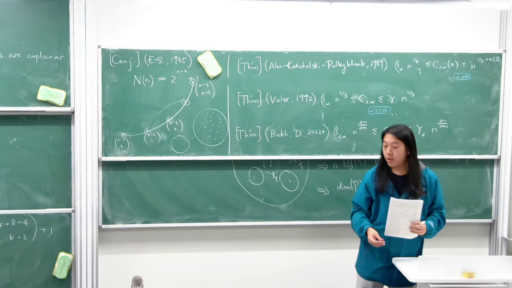Do you have a different range for alpha, the alphas for the upper and lower bounds, or is it? No, nothing else is known.